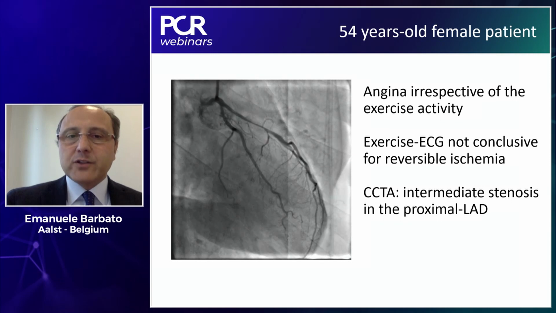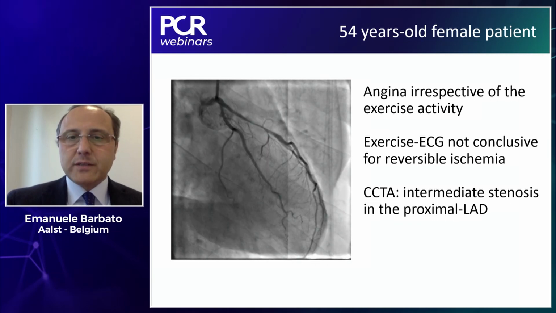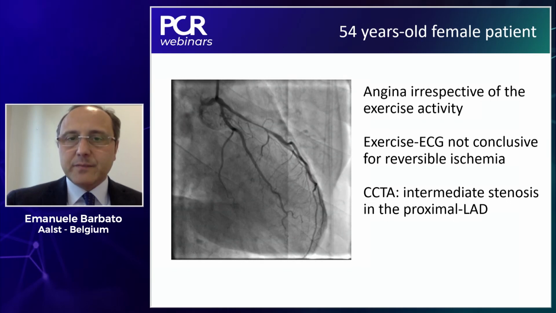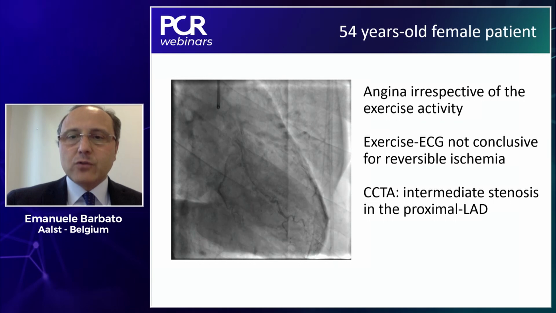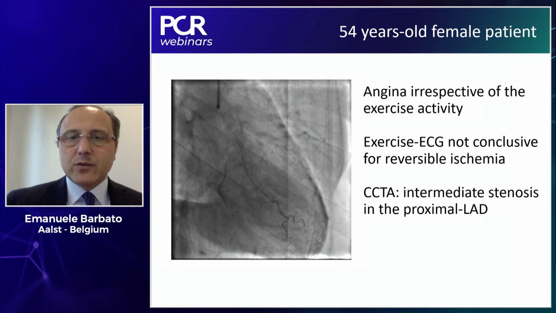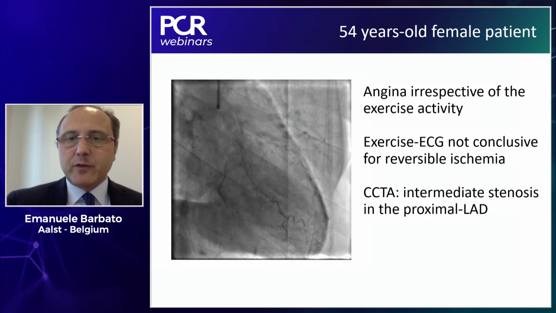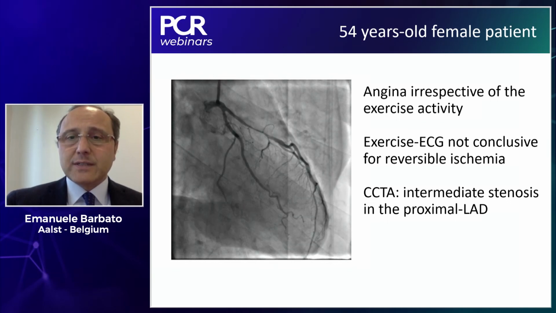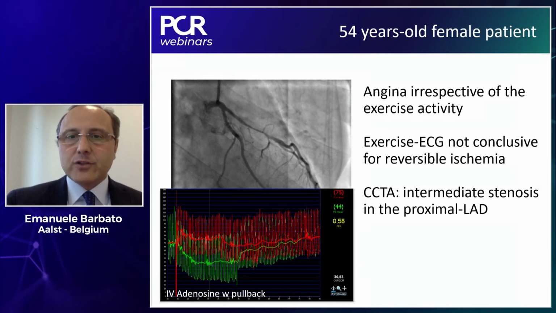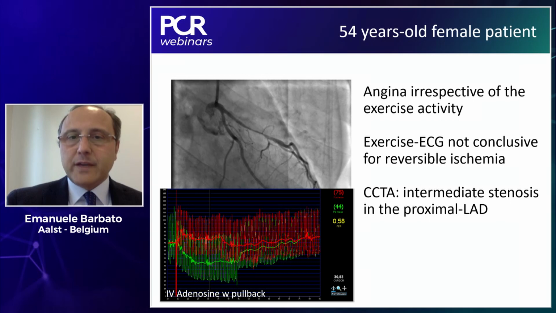We are talking about patients like the one in this case example, a 54-year-old female patient presenting with typical angina irrespective of the exercise activity. Exercise ECG was non-conclusive for reversible ischemia, while CCTA demonstrated an intermediate stenosis in the proximal left anterior descending artery. On the left, you see the coronary angiogram performed in this patient that actually showed a tight stenosis of the proximal LAD. Invasive functional evaluation with FFR showed a lesion with a value of 0.58.